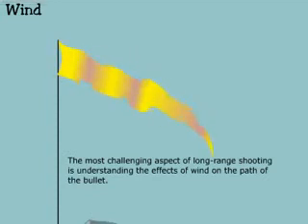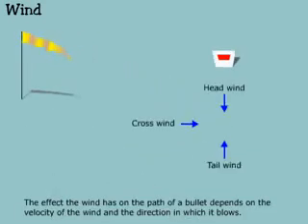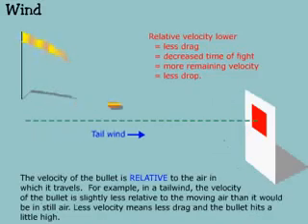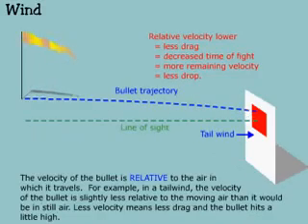The most challenging aspect of long-range shooting is understanding the effects of wind on the path of the bullet. The effect the wind has on the path of a bullet depends on the velocity of the wind and the direction in which it blows. The velocity of the bullet is relative to the air in which it travels.